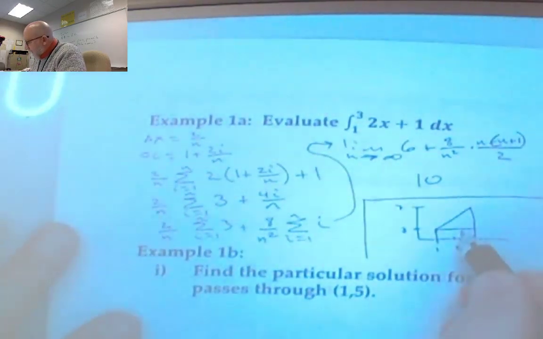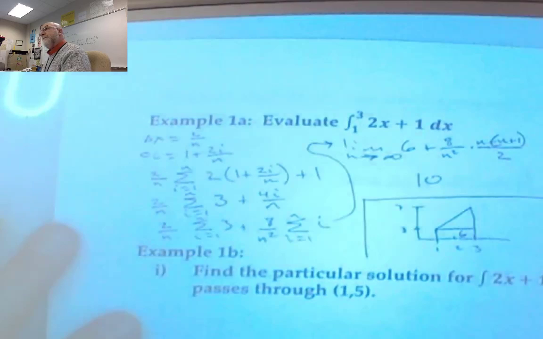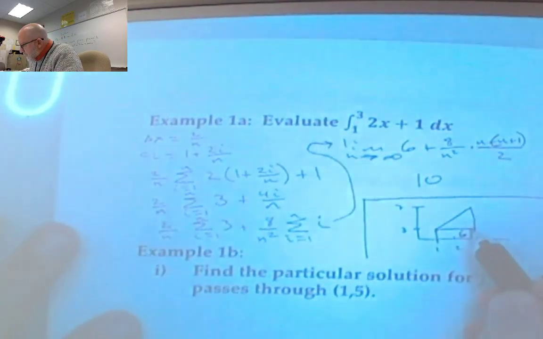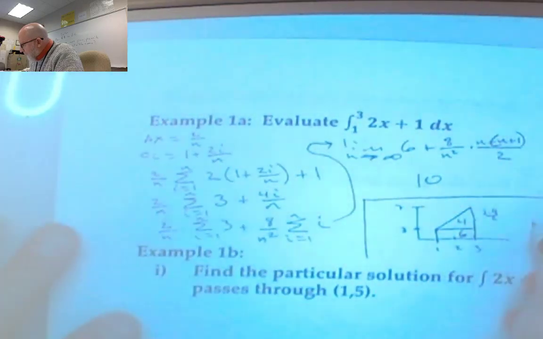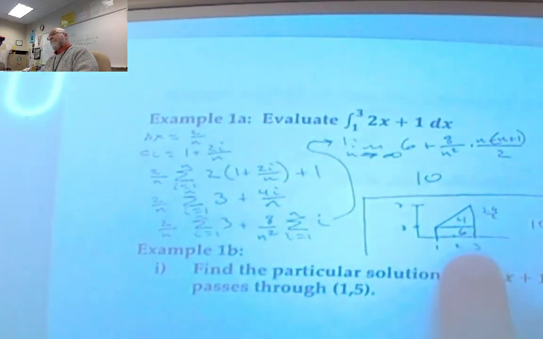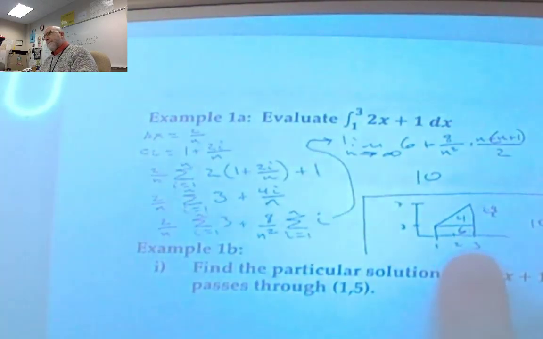This area is 6. You see how I get 6? And this is 2 this way and 4 this way. And 2 times 4 divided by 2 is 4. And 4 plus 6 is 10. They'll let you get by with that. In fact, there are going to be some problems where that's the best way to do it. Okay? Especially if they give you a picture.